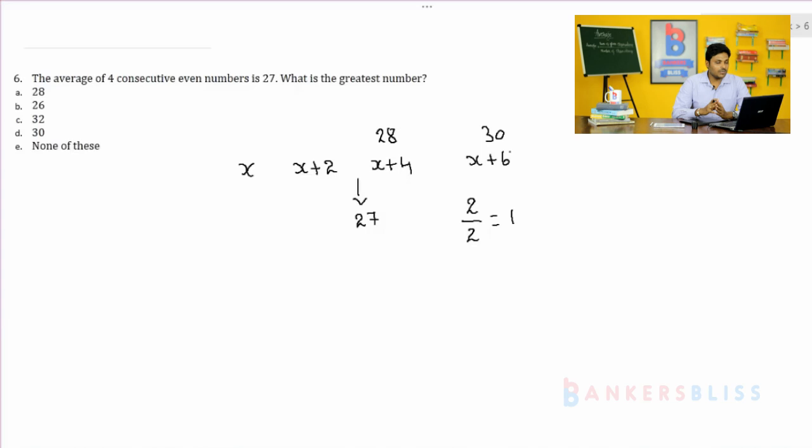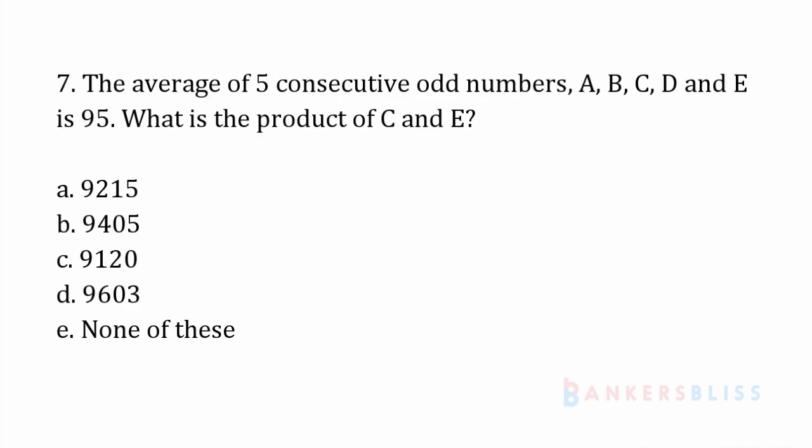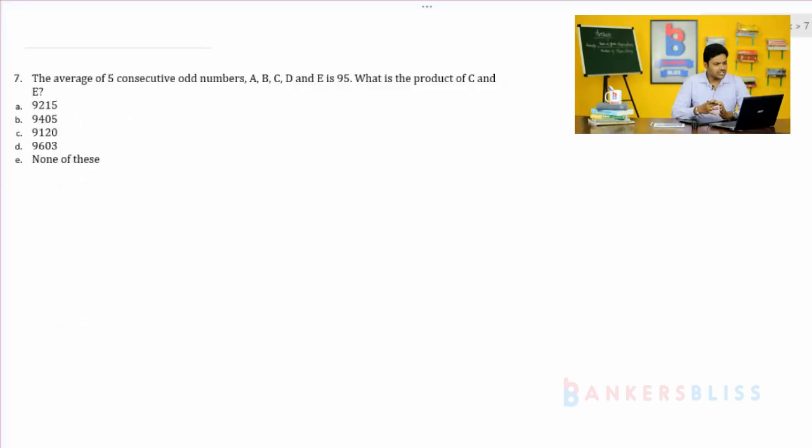So next, problem number 7. The average of 5 consecutive odd numbers A, B, C, D and E is 95. What is the product of C and E? Similar type of problem, only few extension they have made. These type of problems are frequently asked in clerical level exams. So concentrate properly. The average of 5 consecutive odd numbers A, B, C, D, E is 95. So in odd numbers where the common difference will be equal for every consecutive numbers, the series are in AP. So the middle number will be the average.